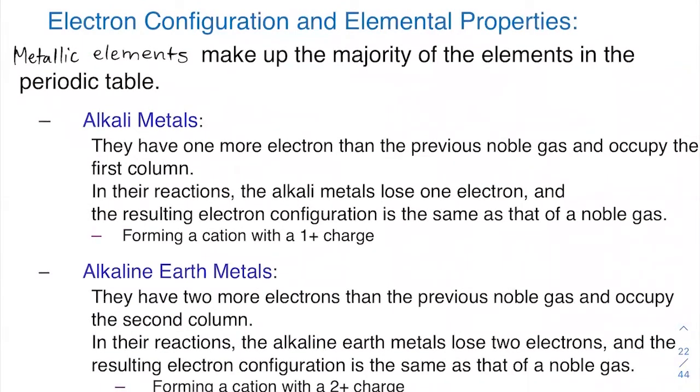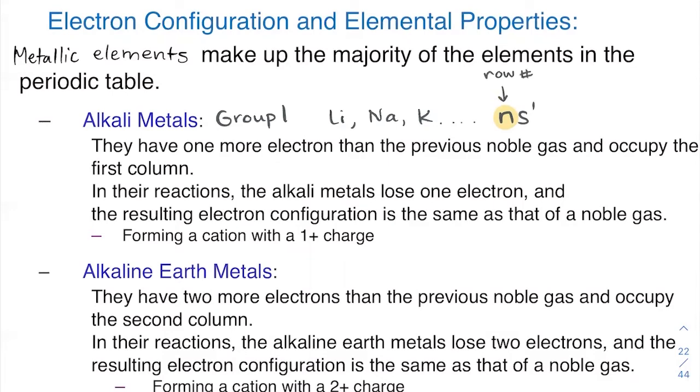Electron configurations specifically for metallic elements. Now, if we think about the metals, they do make up a majority of the elements on the periodic table. Alkali metals are group 1. These are things like lithium, sodium, potassium, etc. Remember, hydrogen is not part of the alkali metals. Hydrogen is in a special category all on its own. They have 1 more electron than the previous noble gas. So they have an electron configuration of ns1, whatever their n value is, based off of the row number.